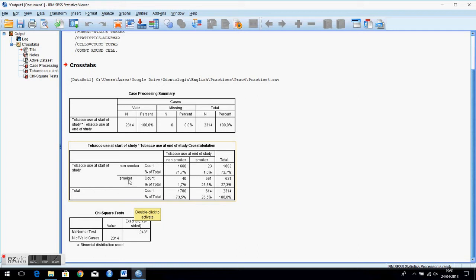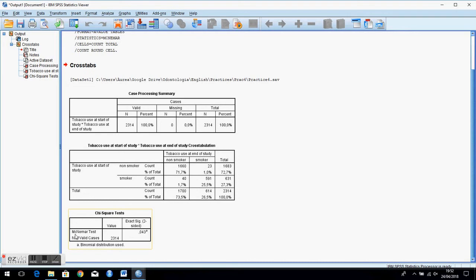Discordant cases mean, in that example, the people who smoke at the beginning of the study but don't smoke at the end of the study, and also the people who don't smoke at the beginning of the study, but now at the end of the study they are smokers. For this reason, in that case, we can use the McNemar test because 40 plus 23 is higher than 10. The sum of the discordant cases is higher than 10.